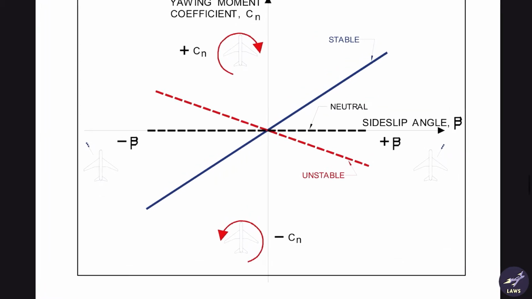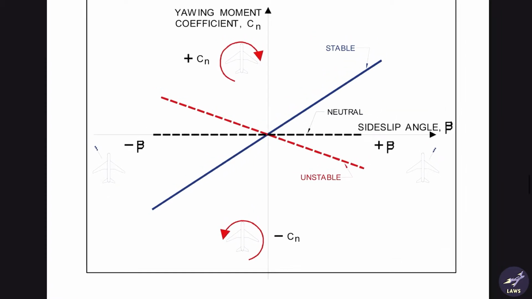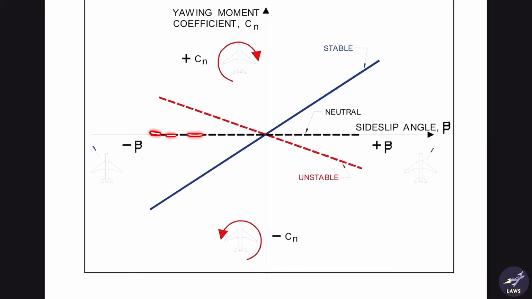At the center in black, as you can see, it has neutral stability. That means the situation is not worsening, at the same time it is not improving. It is neutral.